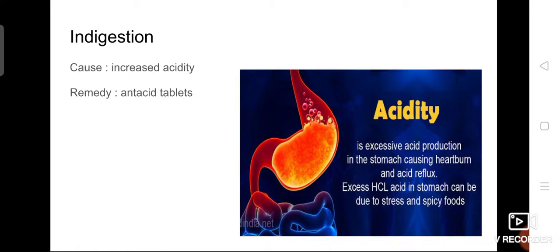So acidity is due to the increased production of acid. When will it happen? During indigestion. So what is the remedy? We have to take antacid tablets. What are the antacid tablets? We know milk of magnesia, otherwise called magnesium hydroxide. Otherwise you can also suggest aluminum hydroxide. So a neutralization reaction is happening during indigestion.